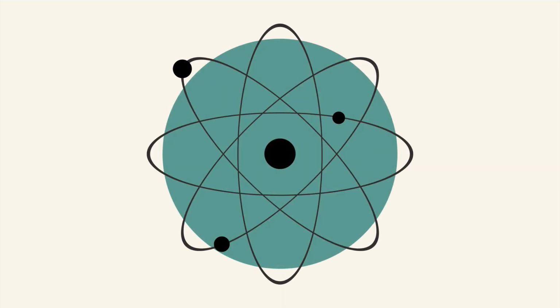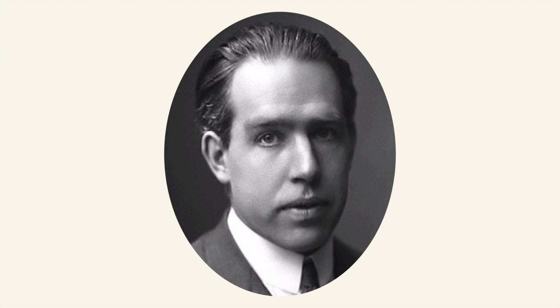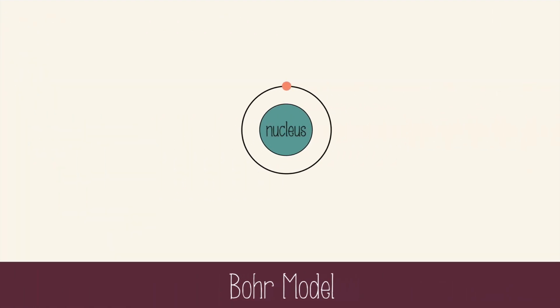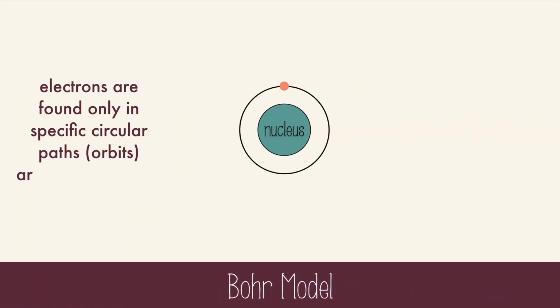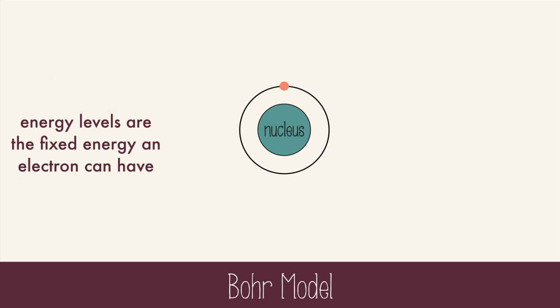Creating an accurate model of the atom that is also useful is a difficult task. In 1913, Niels Bohr created his model of an atom that showed electrons found only in specific circular paths or orbits around the nucleus. These orbits have associated energy levels. Energy levels are the fixed energy an electron can have. At the lowest energy level, only 2 electrons can be held in the orbit.